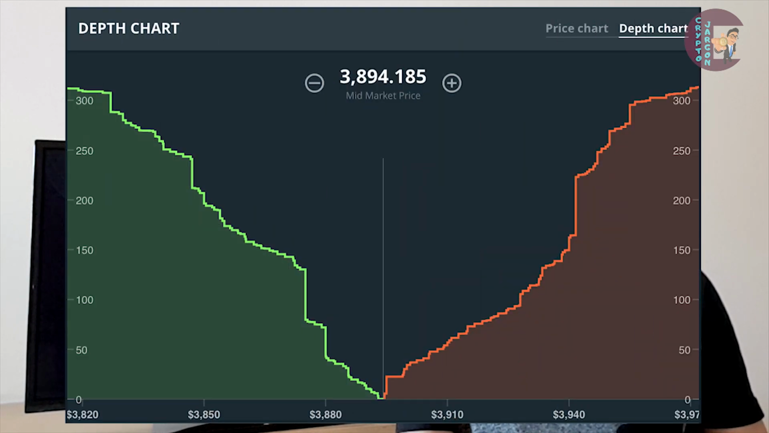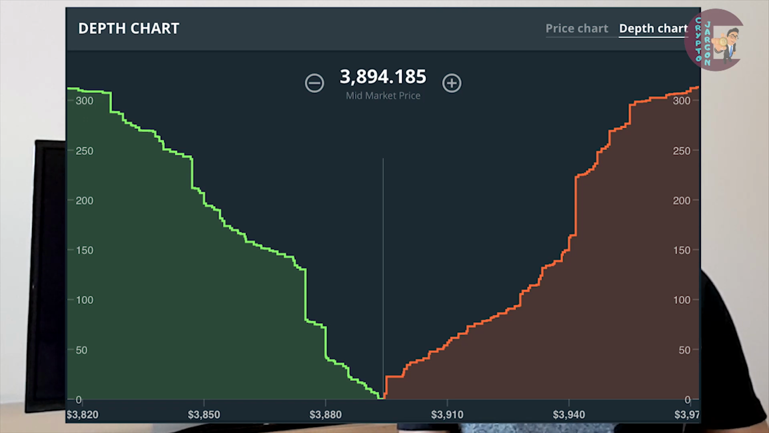A depth chart is a graph showing how many limit sell orders and limit buy orders are currently open on a certain exchange. Limit order, by the way, is explained in another episode of Crypto Jargon, so make sure you watch that one too. See the description box for more details. The depth chart shows the cryptocurrency's liquidity at that exchange.